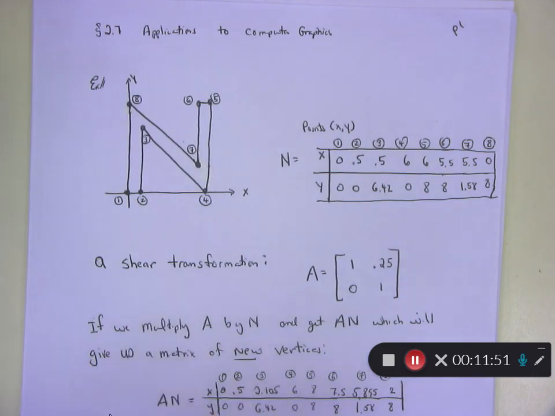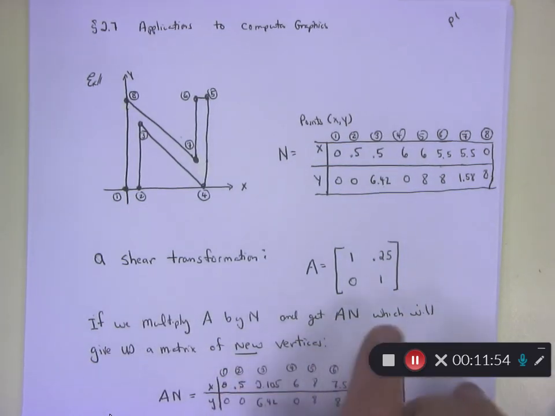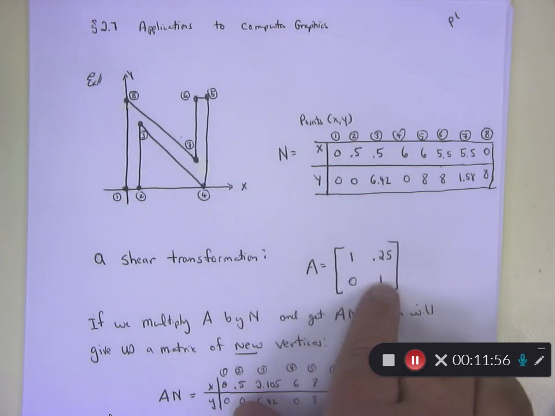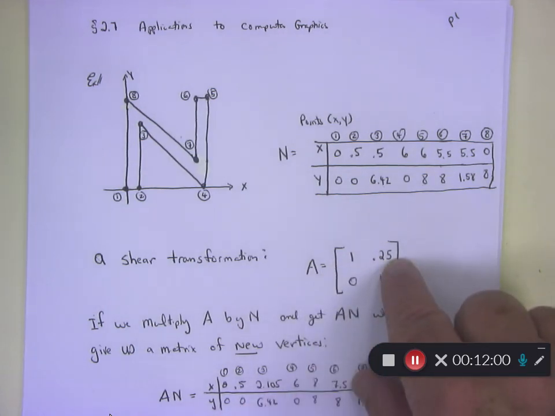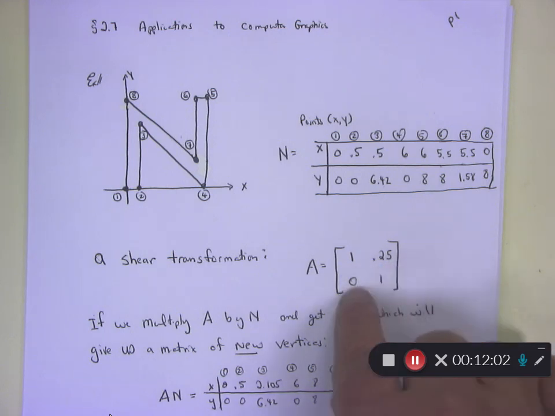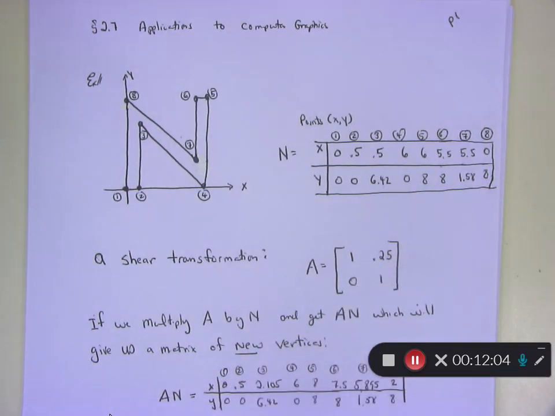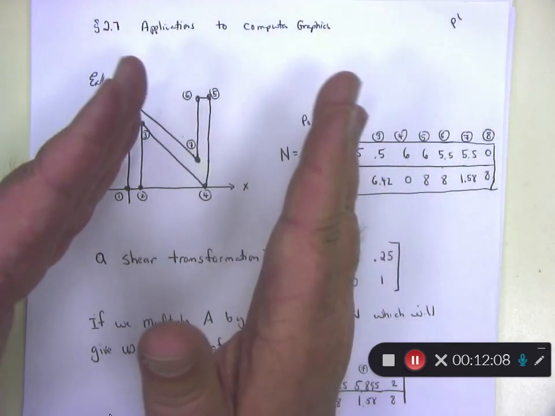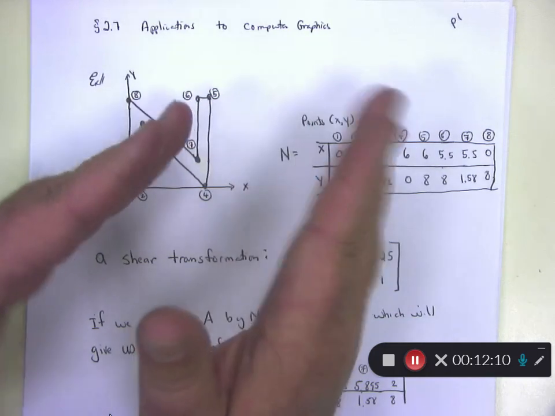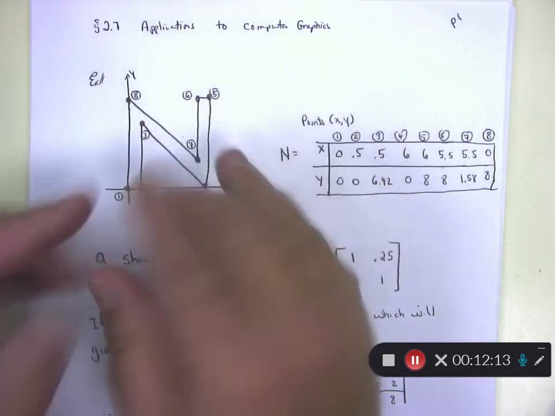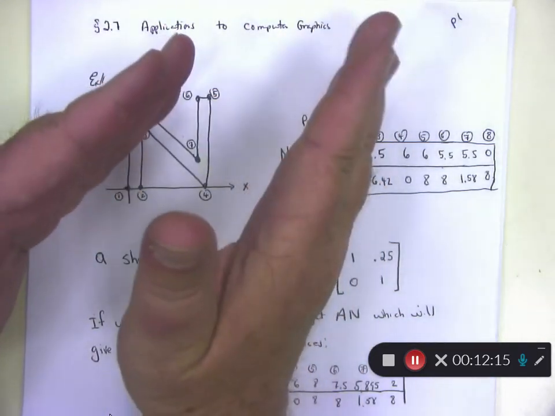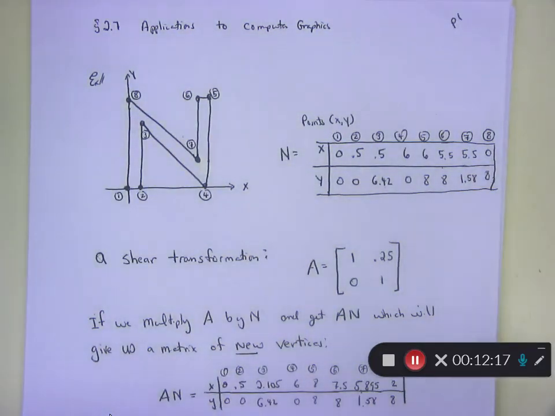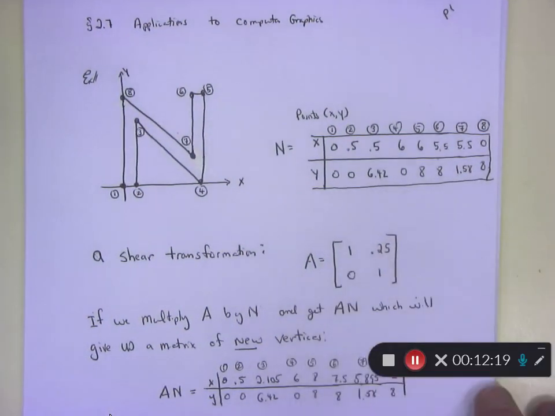So we're going to do a shear transformation. If you notice this matrix over here, you've got ones on the diagonal, so it's kind of like the identity. But in the upper right corner, I have a 0.25. What this shear does is take this N and shift it to the right a little bit. The base stays the same, but you shift the top over, so you get the shear look. Okay, there's my shear transformation matrix.